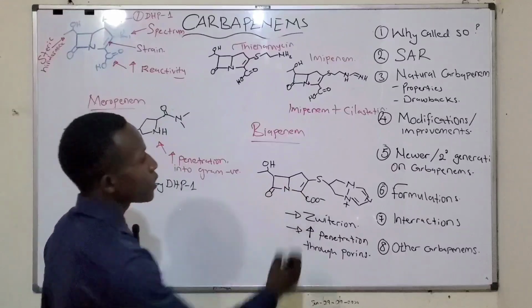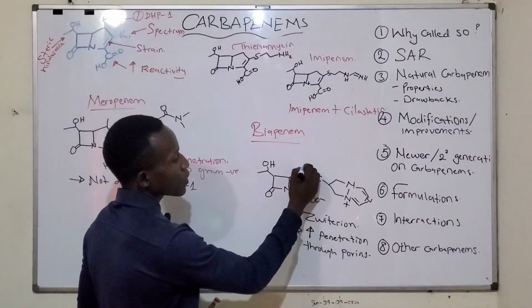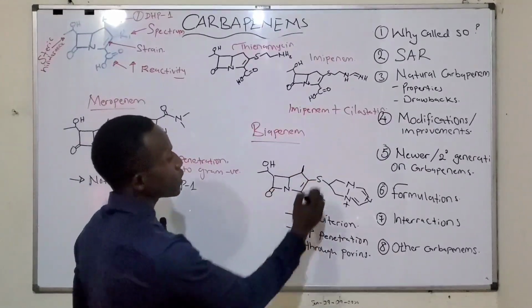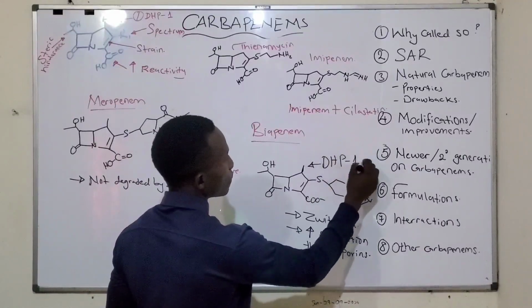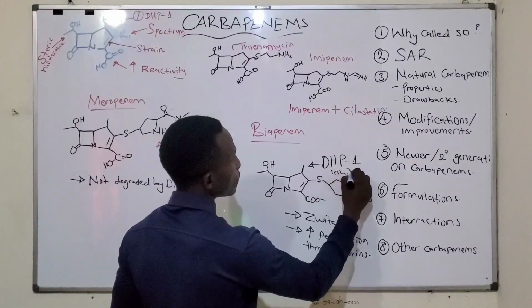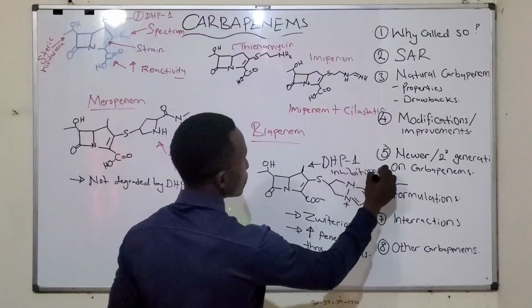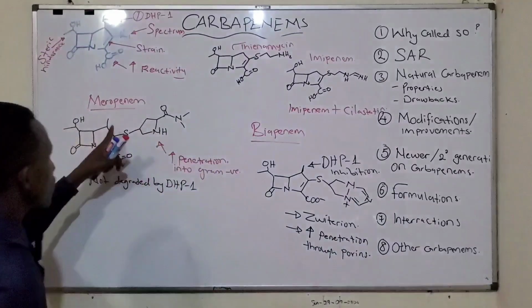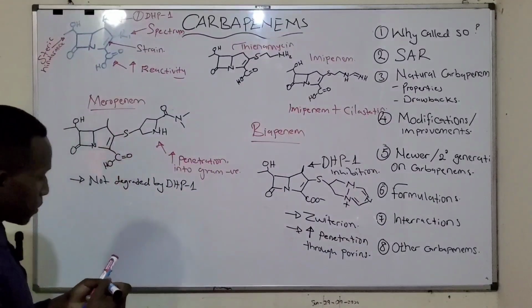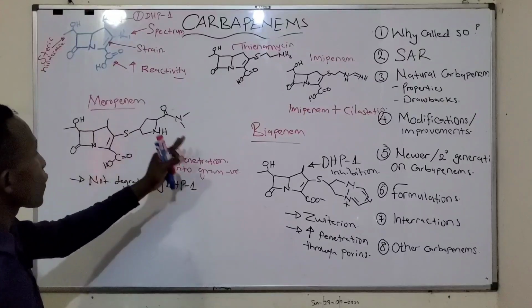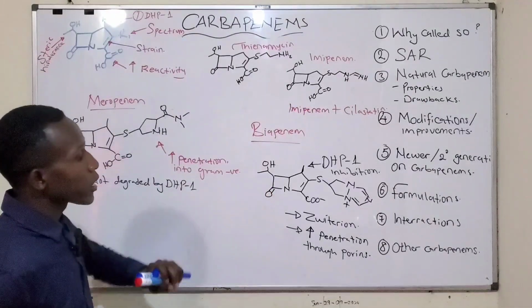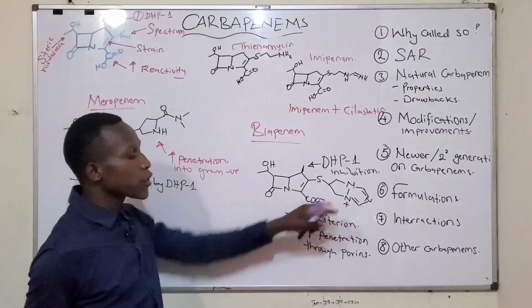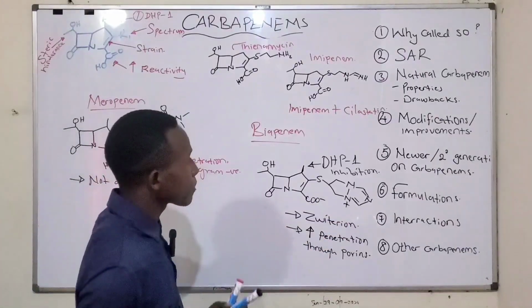This is biapenem. It also has a methyl group at this position. This is DHP1 inhibition. Same for this methyl group. So those are the changes for the new carbapenems. They can themselves inhibit the DHP1 enzyme, and there is increased penetration into the gram-negative bacteria.